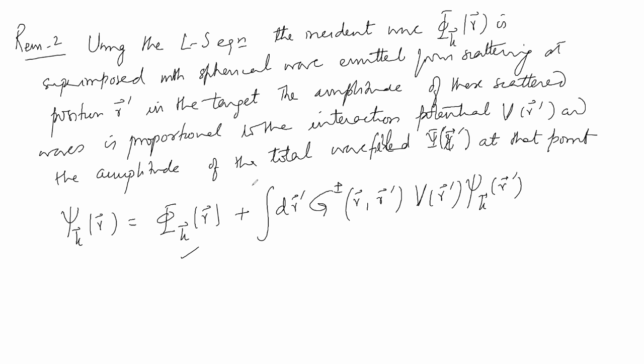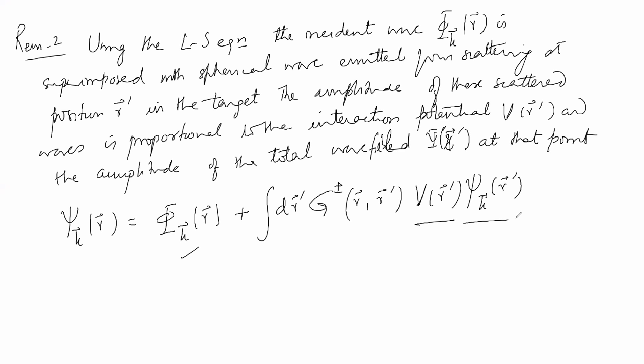Using the Lippmann-Schwinger equation, the incident wave is superimposed with spherical waves emitted from scattering at position r prime in the target. The amplitude of these scattered waves is proportional to the interaction potential and the amplitude of the total wave field psi r prime at that point.